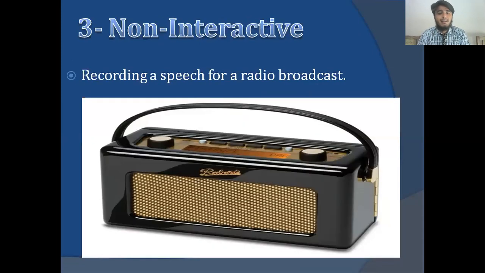The third one is non-interactive: recording a speech for a video broadcast or radio broadcast. It means there is recorded audio or speech for the radio broadcast. There is no interaction from any side, for example when a singer sings songs for a program, and the public also cannot interrupt and ask questions.